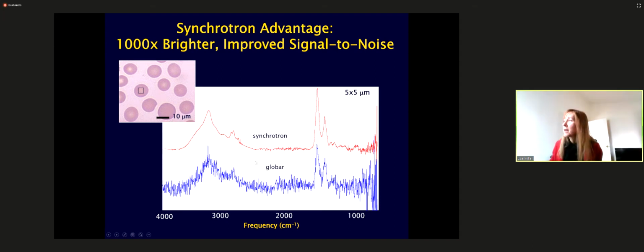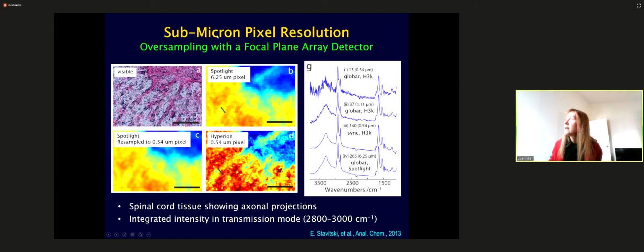It also helps with contrast if you use the full field infrared detector. I described how you use the pixel array camera. This is just an example of spinal cord tissue looking at axonal projection. These lines that you see here are regions of high lipid concentration from myelin in brain tissue. And what we wanted was to be able to resolve these individual lines.